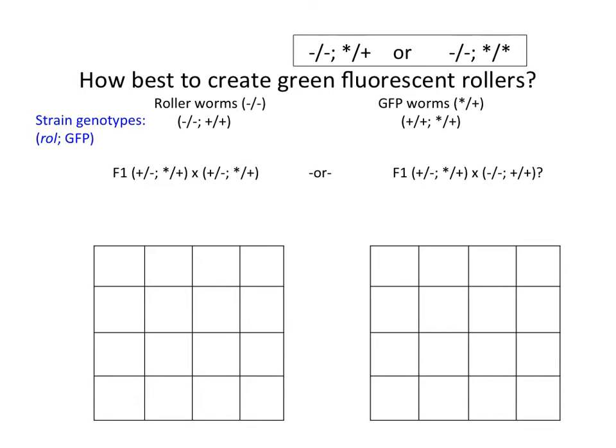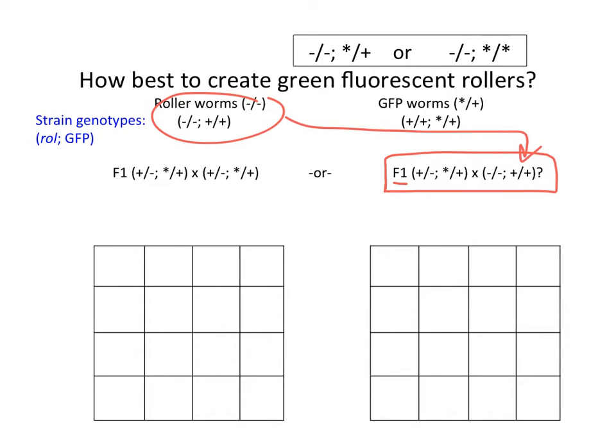So I drew a couple of examples here to get us going. What we just talked about looked like this one I'm circling in red. Cross between an F1 individual and one of the parents, the roller. So let's see if we're right. How do we set up this Punnett square? If this is what's underlined in blue here, that's the cross we're making.